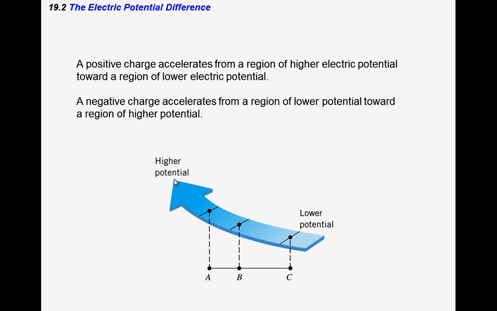So a positive charge accelerates from a region of high electric potential to low, but a negative charge would accelerate from a region of low potential toward a region of high potential, just because we've defined it that way. It's just a choice we've made. It's actually a choice that Ben Franklin made, if you want to know the truth, because Benjamin Franklin was the one who decided to call electrons negative and protons positive. Really and truly, there's no inherently positive or negative thing about either.